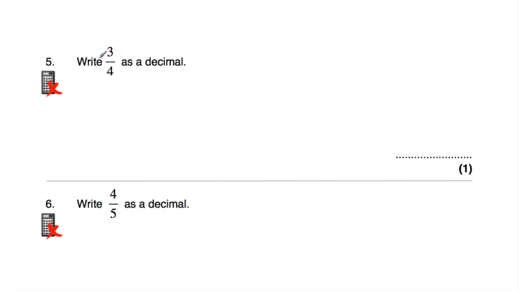Question number 5 says to write 3/4 as a decimal. Again, this is one that you should know off by heart, that 1/4 is equal to 0.25, and that 3/4 is equal to 0.75, or 75%. So I would learn that 3/4 is equal to 0.75 and just learn that off by heart. Now, if you had forgotten that for some reason and you need to change 3/4 into a decimal, you could divide the numerator by the denominator.